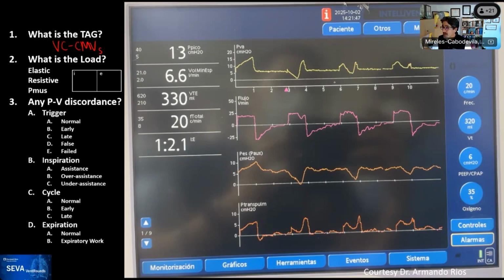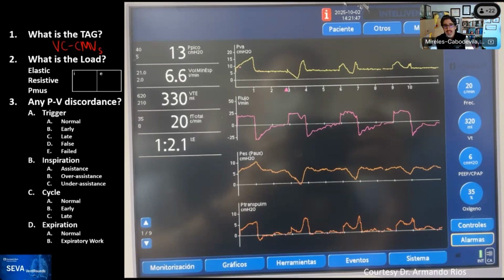And be careful, because this is something that we learned recently. If you see a plus sign after this, that turns into a completely different mode. So just be aware, if you see a plus sign after SCMB, that's not volume control CMBS.